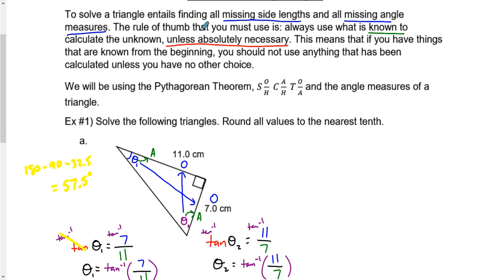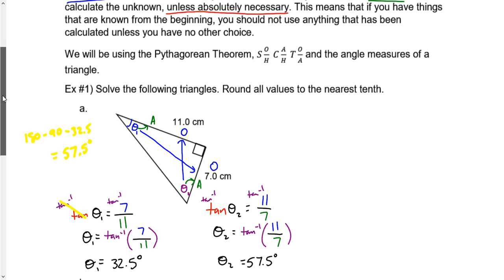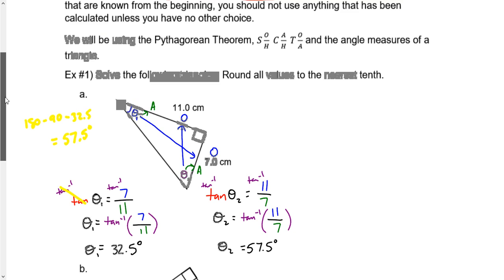unknown things unless absolutely necessary. I do encourage and expect that you're using things that you actually have. Now, because I've calculated these angles, I'm not going to use these angles in order to find out what my hypotenuse would be, because that would be my hypotenuse, no matter what. And whether I'm referring to angle 1 or angle 2, it's going to be our hypotenuse.